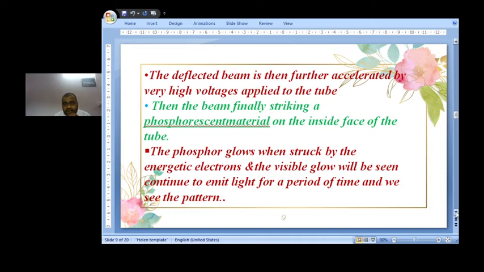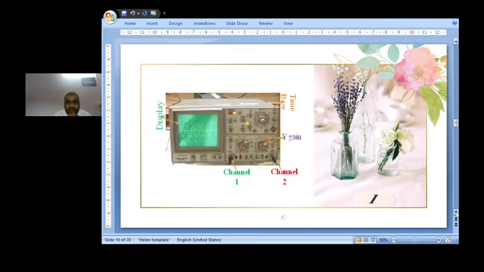Finally, all those electrons which are ejected from the cathode reach the phosphorescent material on the inside face of the tube, and as the phosphor glows when struck by the energetic electrons, we see the visible glow, the green spot on the screen, and we see the pattern. So this is the basic CRO.